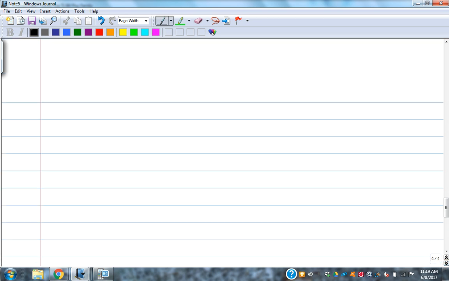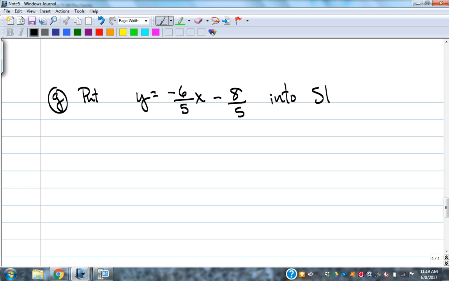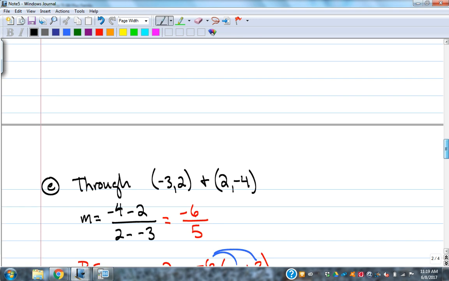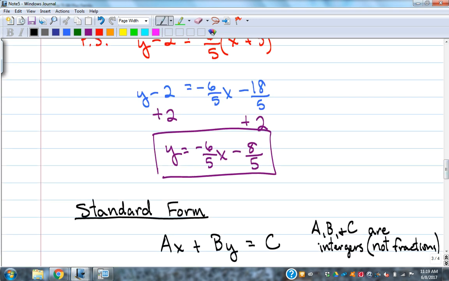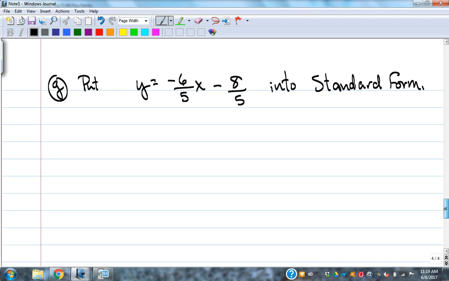Okay, let's look at one that's maybe got fractions in it. So we want to put y equals negative 6 over 5x minus 8 over 5 into standard form. Okay, so this was the answer to one of our problems, one of our examples earlier, example E. That was the answer to it, I believe. Make sure that's right. Example E. Yeah, look at there. That's that problem. That's where that came from. Okay, we want to put that in standard form.